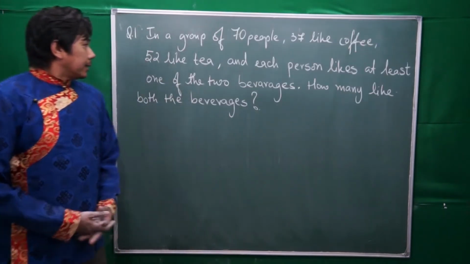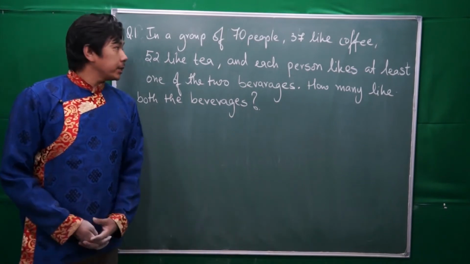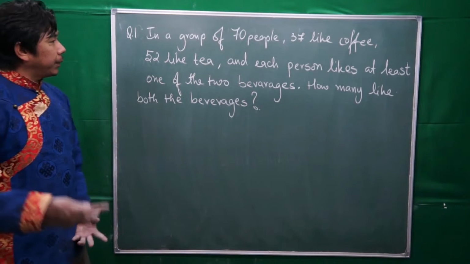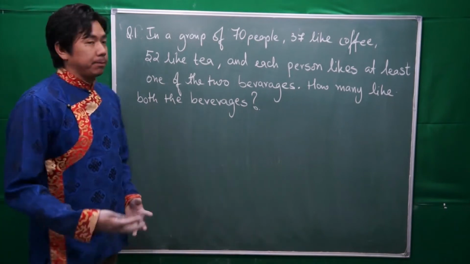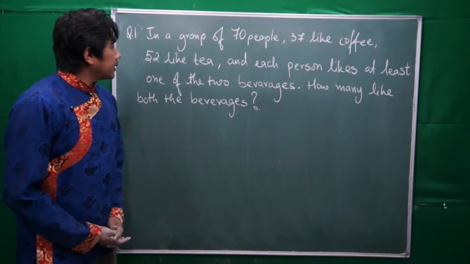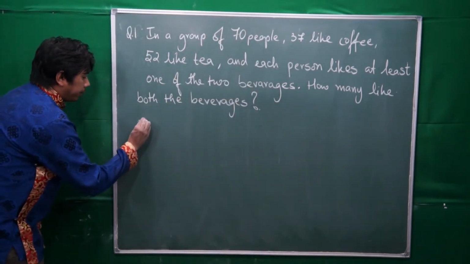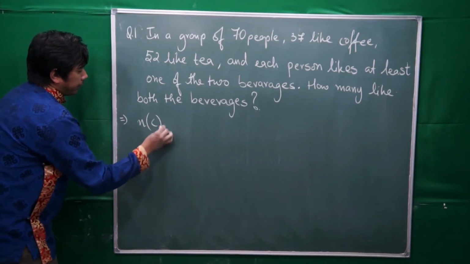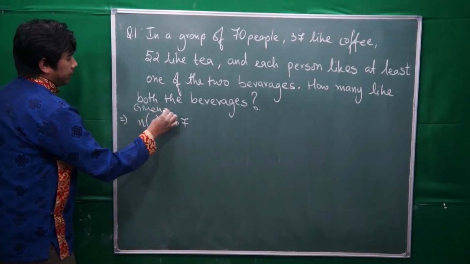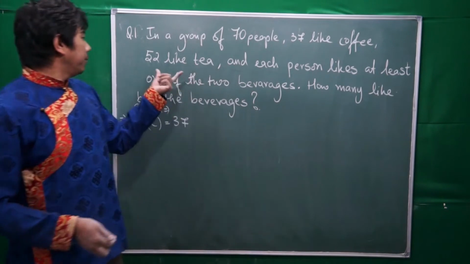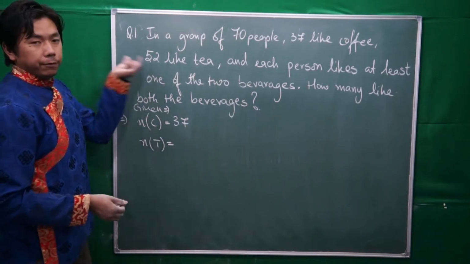Clear? This is a question based on the theories that we discussed earlier, the relation between the number of elements. As you can see, there are 2 sets of people. The first set is the people that like coffee, and the second set is the people that like tea. The number of people who like coffee are 37. All right, now this is your given part. Similarly, the number of people who like tea, how many? They are 52.